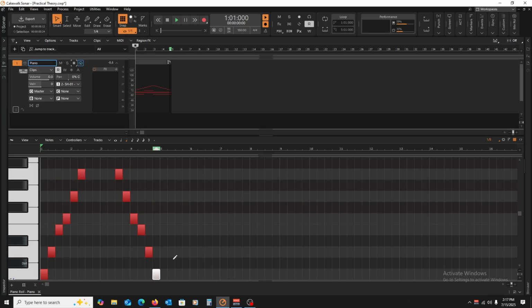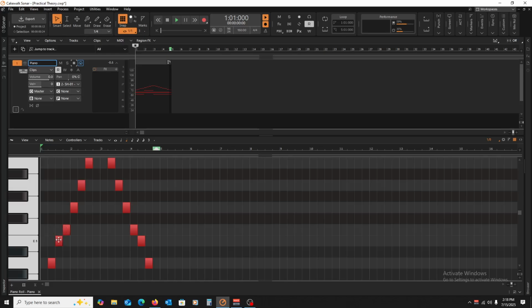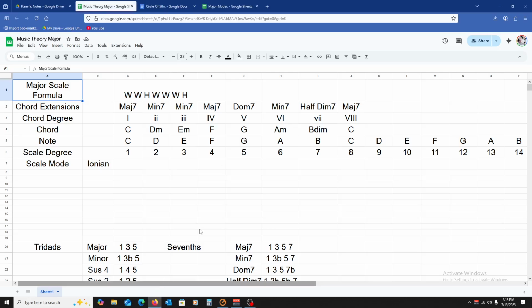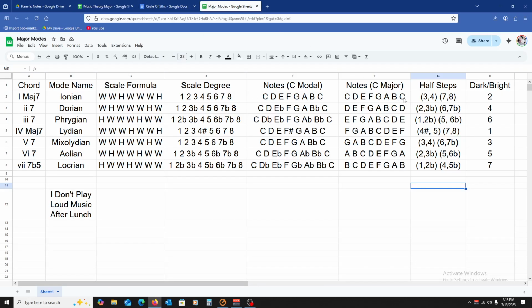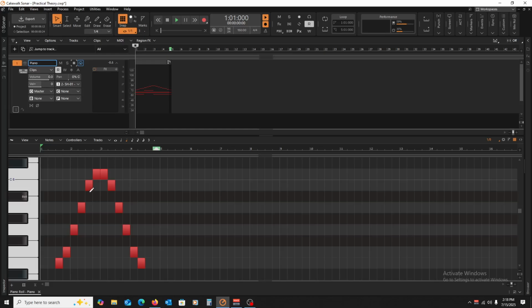And you can also look at where the half steps are to figure out where the feel is coming from. And so in Ionian, the half steps are between 3 and 4 and 7 and 8, or in this case, the half steps would be between E and F and B and C. So E and F, you can see that they're right next to each other, and B and C are right next to each other.